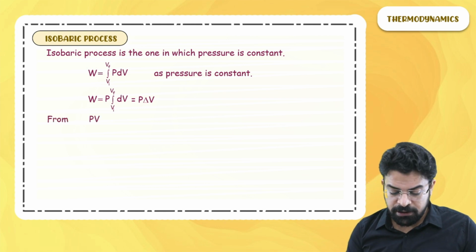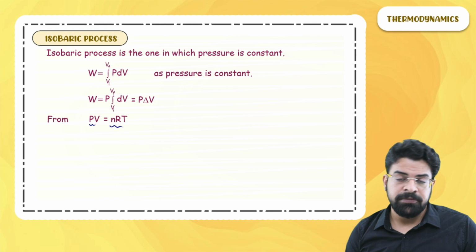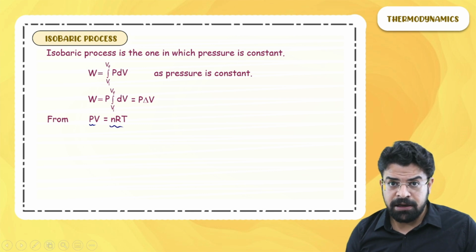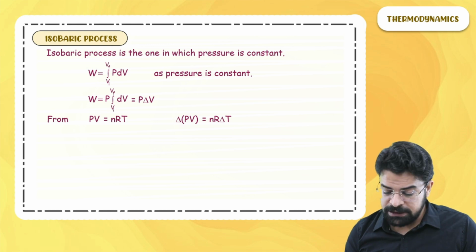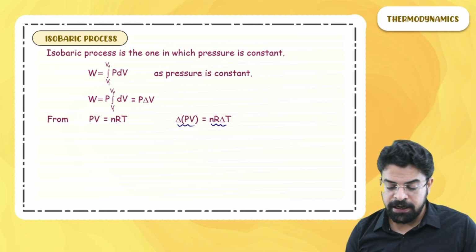Now you know that PV equals nRT. So we can even write delta PV equals nR delta T, since P is constant.